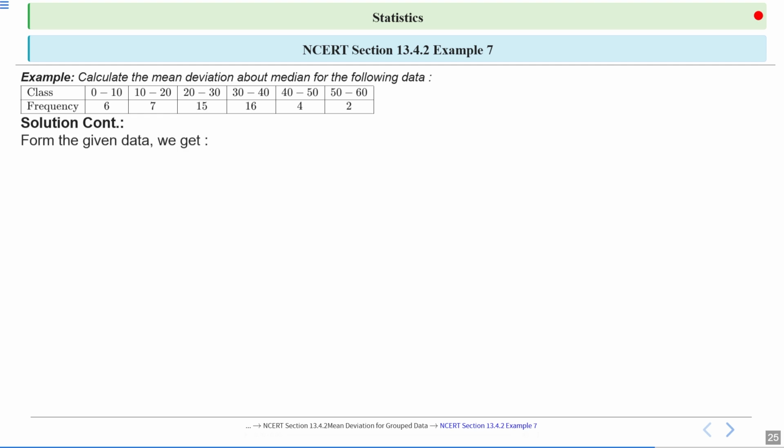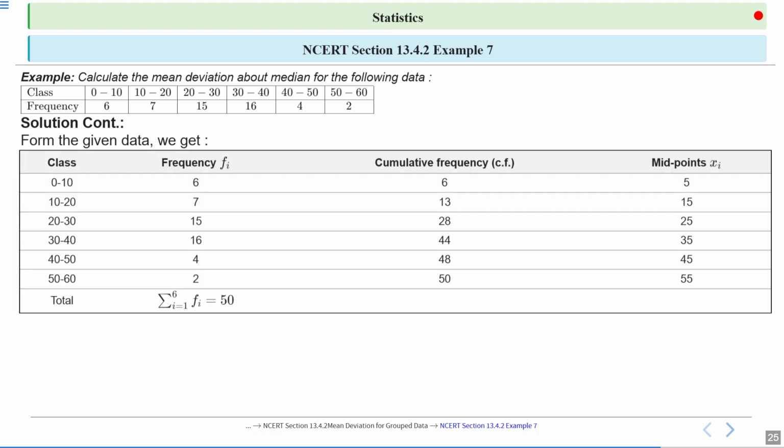First, let's organize the data to make our calculations easier. So look at this table. In this table, we calculated the cumulative frequency and midpoint xi. And at the bottom of the table, we calculated the total of frequency, that is, summation i equals 1 to 6, fi is 50.